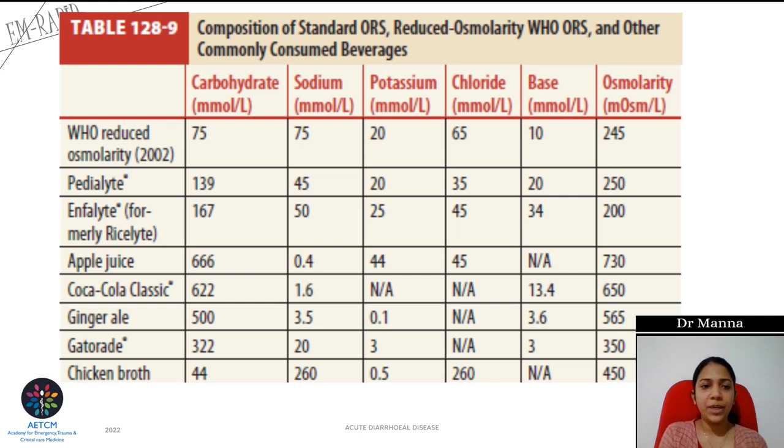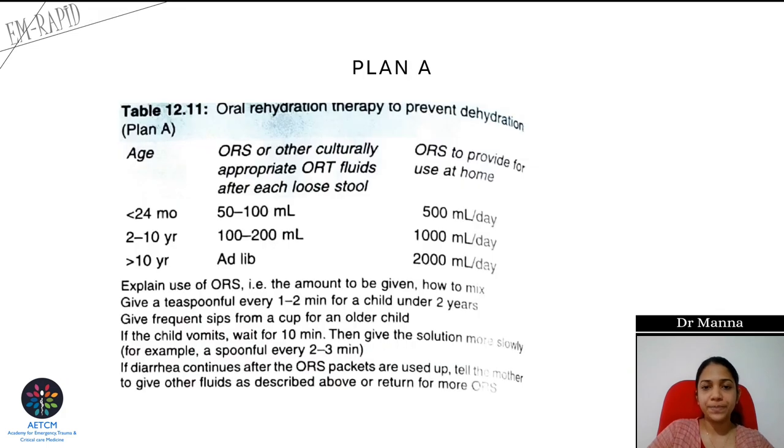So WHO ORS contains both carbohydrates and sodium in equal amounts. Then in the lower part of the table, we will be seeing some apple juice, colas and the like. These things contain only carbohydrates, and sodium is very less, so they shouldn't be used. And if we are using chicken broth and the like, these contain more sodium and the glucose content will be less. So we should select a fluid which contains sodium and carbohydrate in equal amounts.